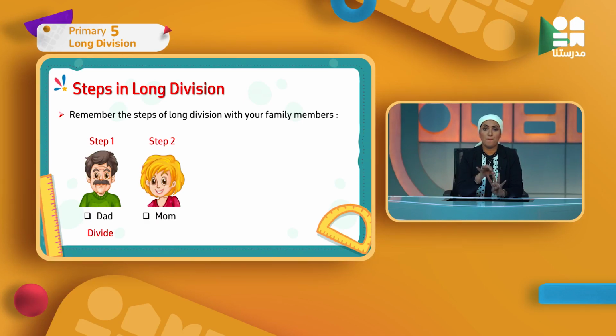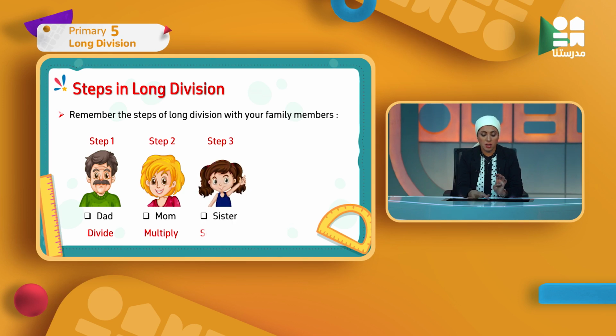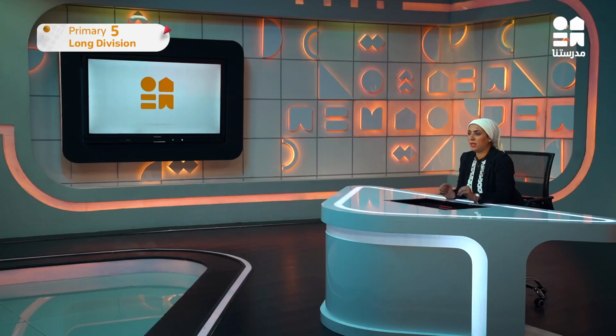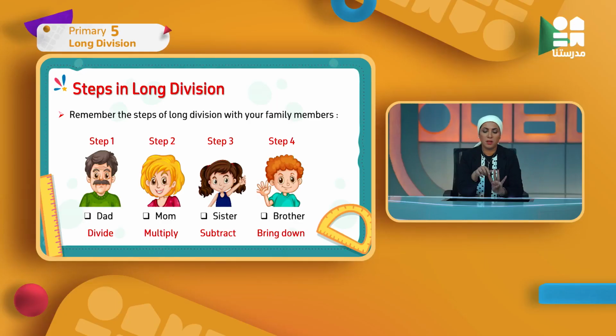Dad divide. الأول I divide. Then mom multiply. First I divide, second I multiply. Then step 3 is sister or subtract, minus. Then the 4th step and the last one is brother or bring down. يعني إيه كل الكلام ده؟ هنشوف يعني إيه كل الكلام ده. بس الأول I need to remember them وبنفس الترتيب. Divide, multiply, subtract or minus, then bring down. Mom, dad, sister, and brother.